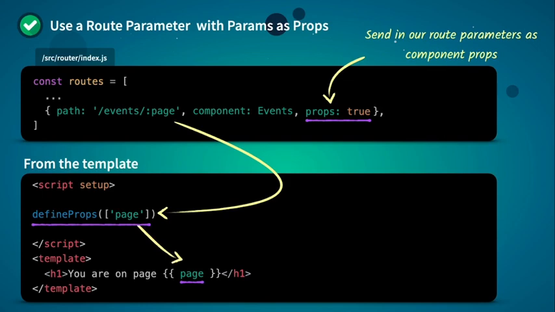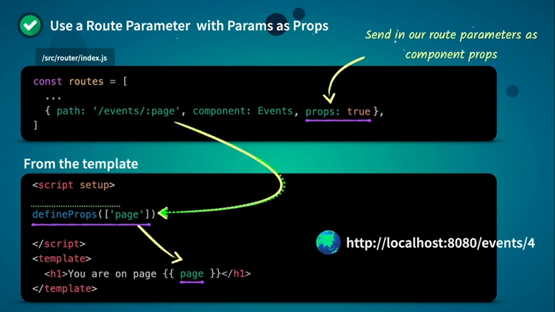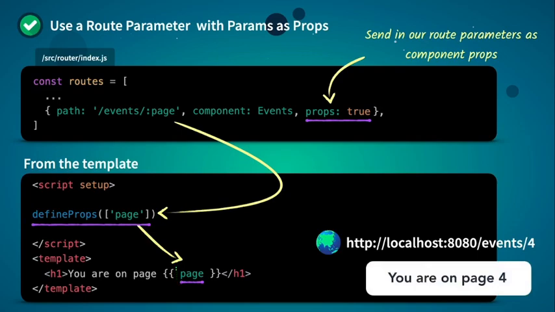To walk through this one more time, if we have a URL with events/4, that 4 gets sent in to our component as a prop, and then gets displayed on the page. And we get "You are on page 4."